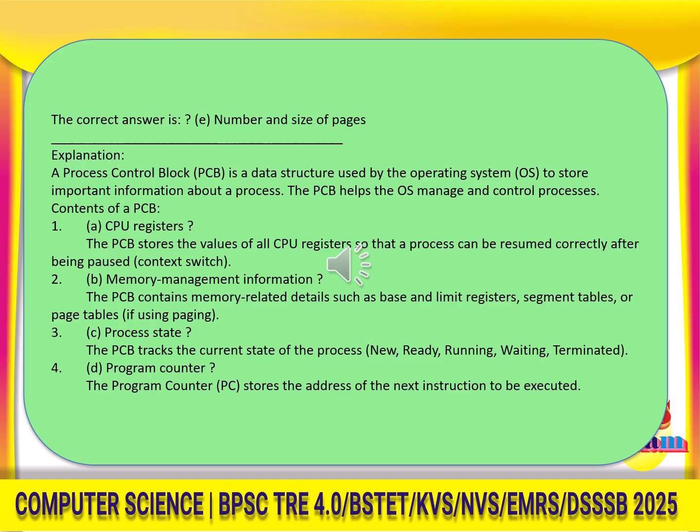2. B. Memory management information. The PCB contains memory-related details such as base and limit registers, segment tables, or page tables, if using paging. 3. C. Process state. The PCB tracks the current state of the process. New, ready, running, waiting, terminated. 4. D. Program counter. The program counter, PC, stores the address of the next instruction to be executed.